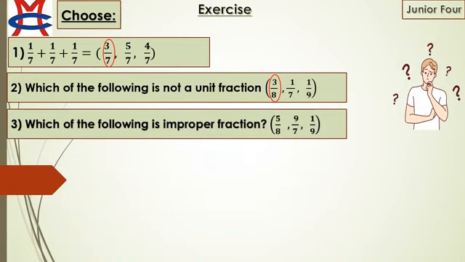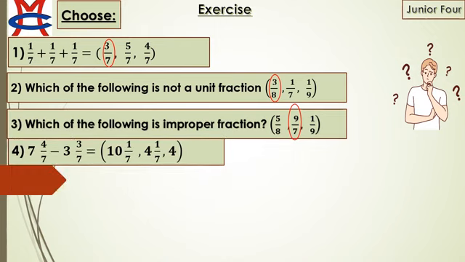Number 3, which of the following is an improper fraction? What's the meaning of improper fraction? Improper fraction means the numerator is bigger than the denominator. So we choose 9 over 7. This is an improper fraction because its numerator is bigger than the denominator.